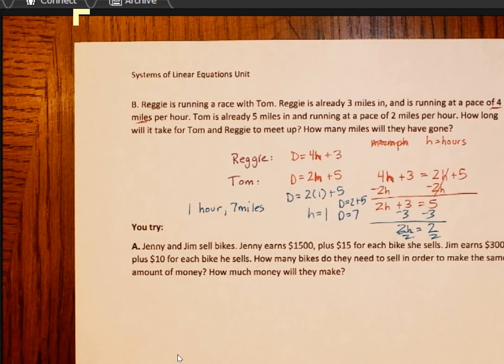At this point, you can go ahead and hit pause. I want you to try problem A on your own. When you finish the problem, go ahead and unpause it, and I will have the solution for you.